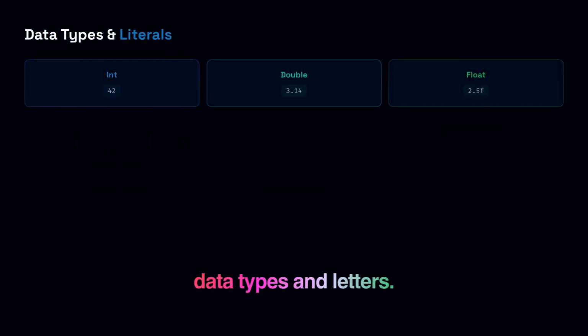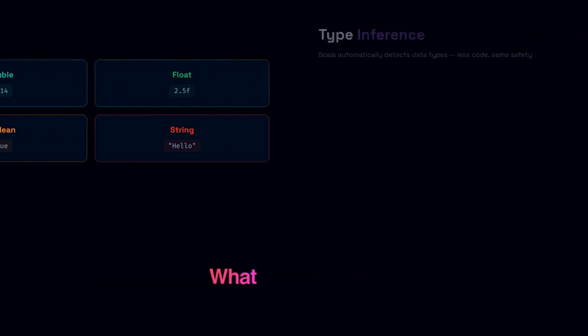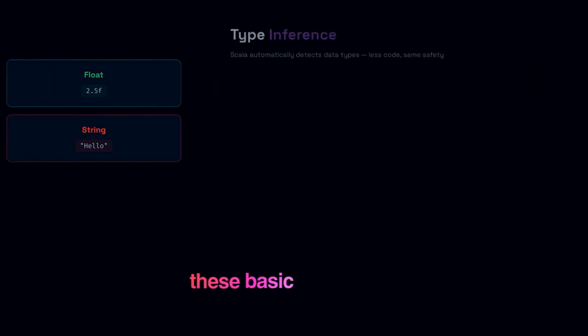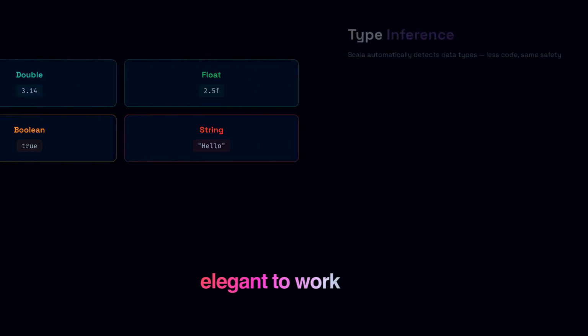Basic data types and literals. Like any language, Scala is built on a foundation of core data types: Int for whole numbers, Float and Double for decimals, Char for individual characters, Boolean for true or false logic, and String for text. What is interesting in Scala is that these are not primitive data types the way they are in Java. In Scala, everything is an object, including these basic data types. That consistency is one of the things that makes Scala so elegant to work with.